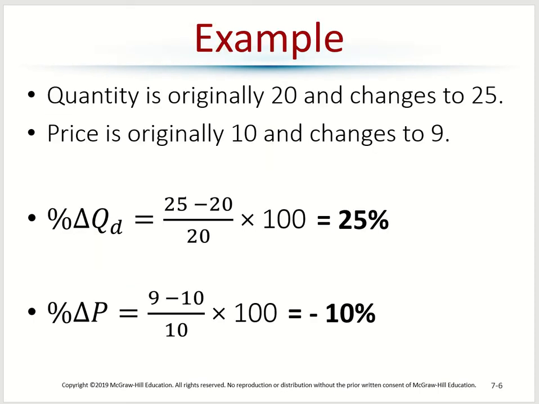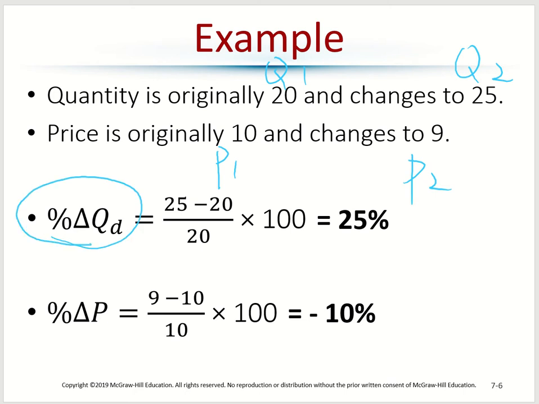Our quantity originally was 20, so this would be our Q1, and then it changed to 25. This will be Q2. Price originally was 10, so this is P1, and then it changed to $9, this will be P2. So we're looking for how much our elasticity of demand is. You're going to do it separately. First find out what the percentage change in quantity is.